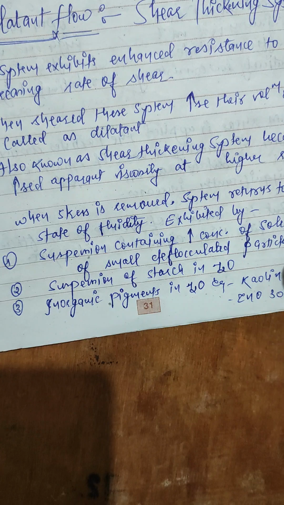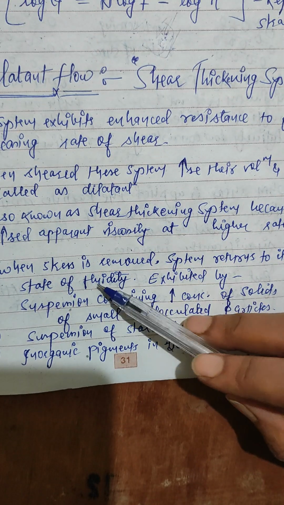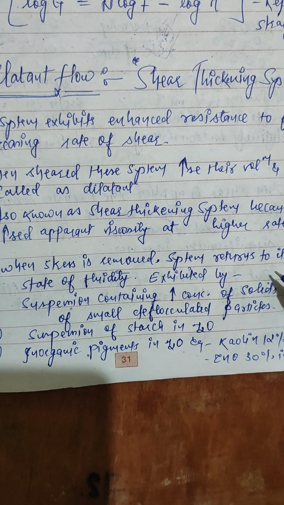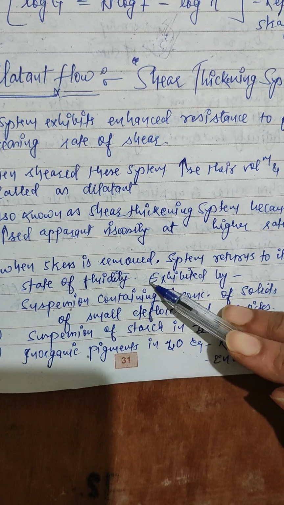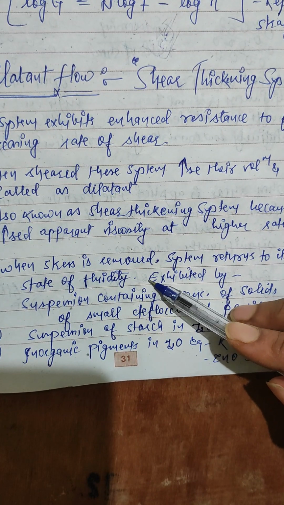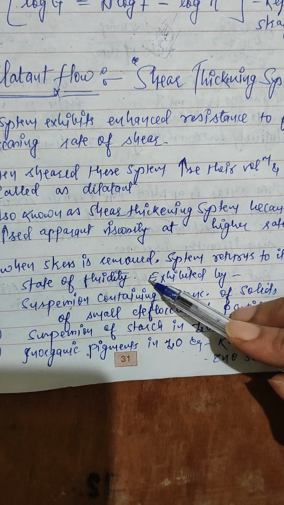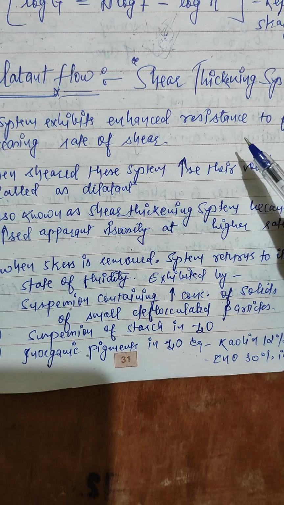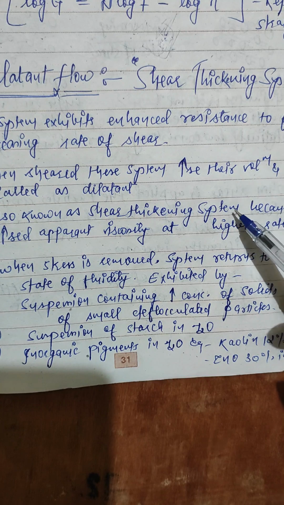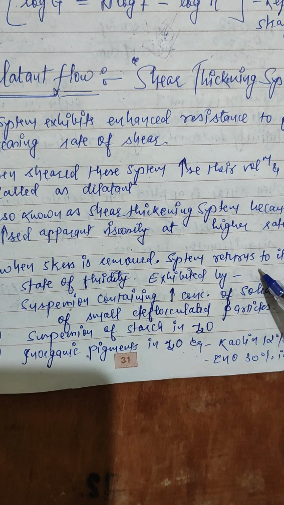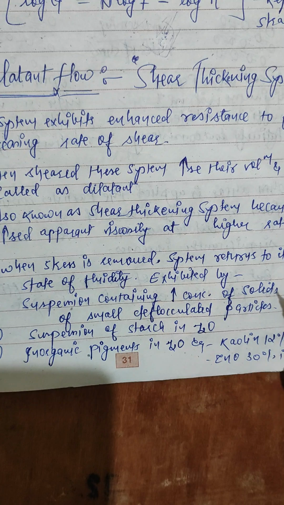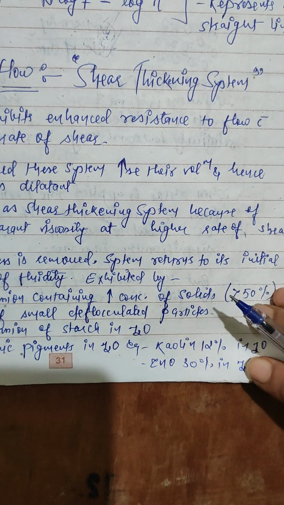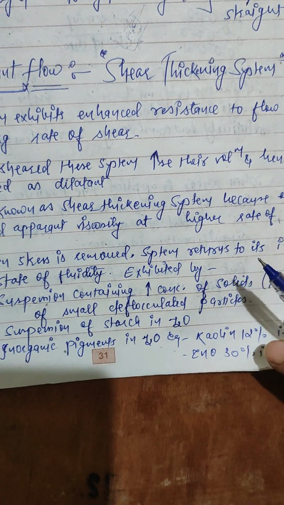What happens once shear is removed? The system returns to its initial state of fluidity. Okay, so what happens here? Once it is sheared, it will become thickened, and when the stress is removed from this container, it will return to its initial state of fluidity, right?